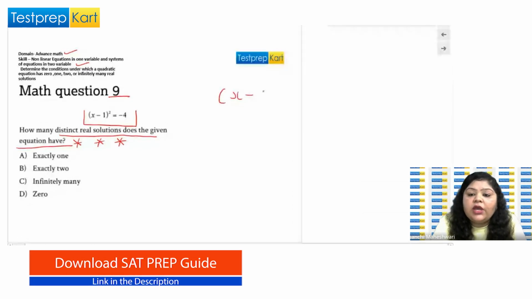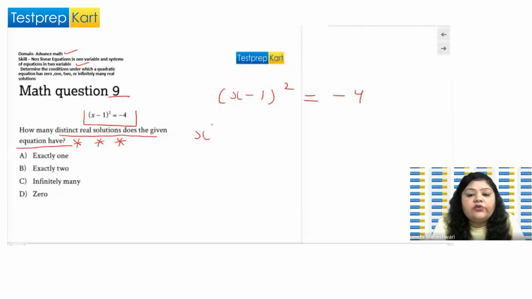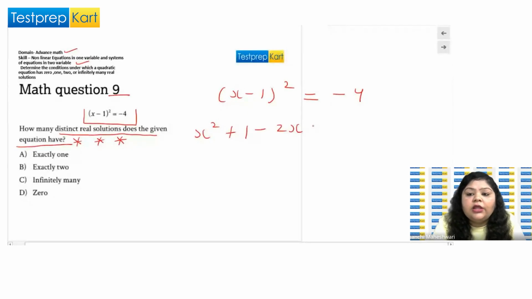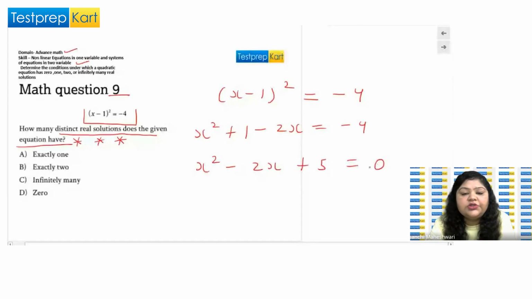So we have (x minus 1) whole square equals to minus 4. That's what we have. Now apply (a minus b) whole square here. So we are going to have a square plus b square minus 2ab, that is equals to minus 4. Now just form a quadratic one, take all of them to one side. So we are going to have x square minus 2x, now 1 plus 4, so that would be plus 5, equals to 0.